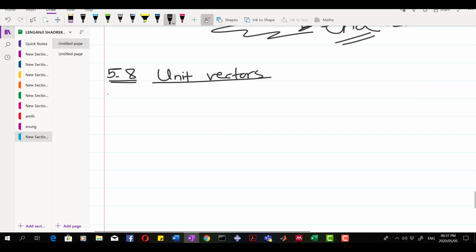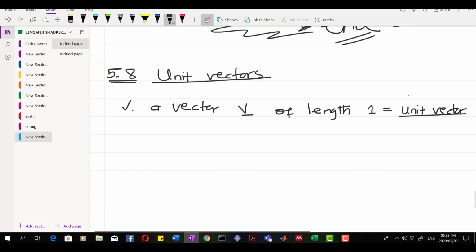So a unit vector by definition is just a vector of length 1. So a vector v of length, of magnitude 1, is what we call a unit vector. So basically these vectors have unit length 1.